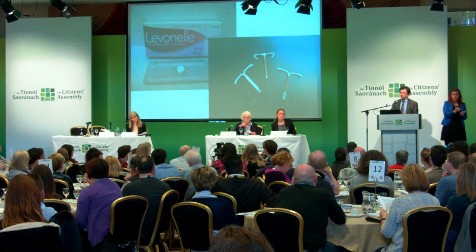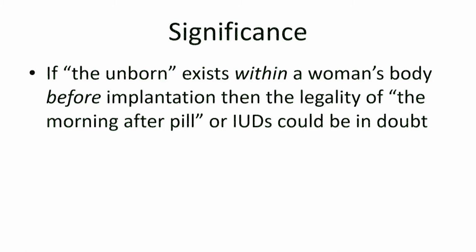Now, it should be said that there's some disagreement about how often the morning after pill does operate so as to prevent implantation. If it prevents implantation, it does so incidentally because of a thickening of the mucus and the wall of the uterus. So the main purpose of the morning after pill is it's a hormonal contraceptive, but it might, as a byproduct, also in some cases where fertilization has already taken place, prevent the fertilized ovum from implanting. So the significance here is that if the unborn exists within a woman's body before the natural process of implantation, then the legality of the morning after pill or intrauterine devices would be in doubt.